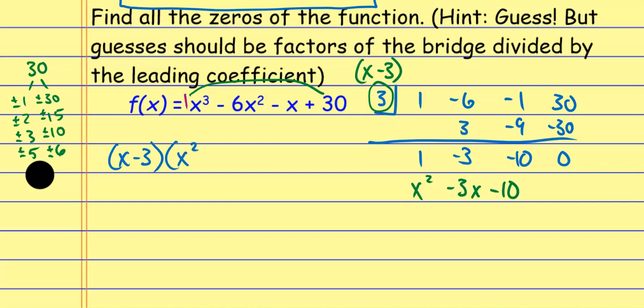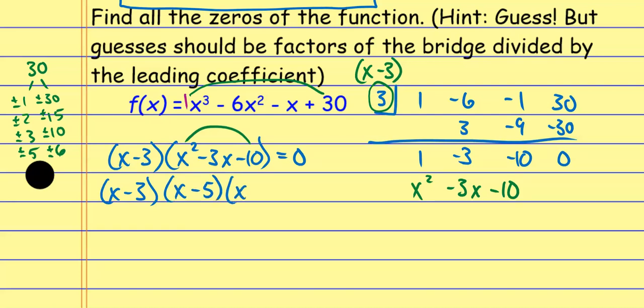And it left me with an x squared minus 3x minus 10. Okay? And so now I set this thing equal to 0, and now I continue to factor. Ready? Right here, I build a bridge. 2 numbers that multiply to a negative 10 but add to a negative 3. This is a quadratic, so I can get to the factored form here. Well, that's going to be an x minus 5 and an x plus 2.